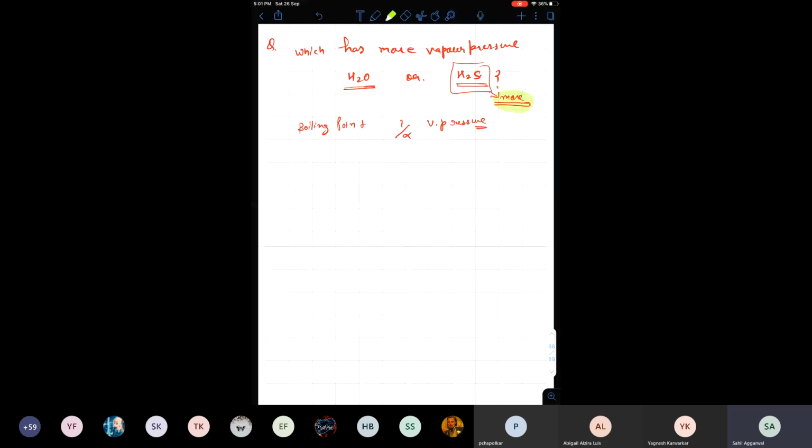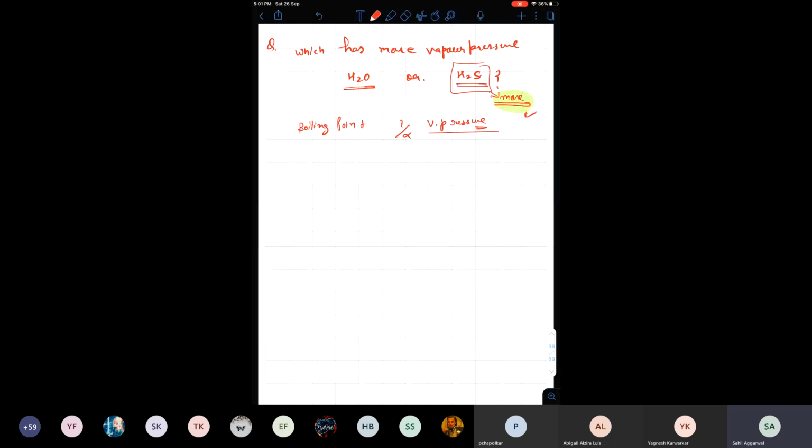Lesser boiling point, more vapor pressure. So it should be H2S. Okay, that is vapor pressure.